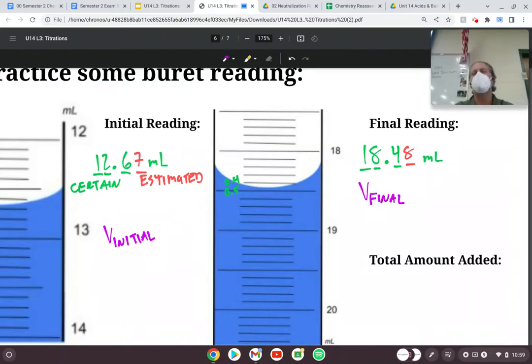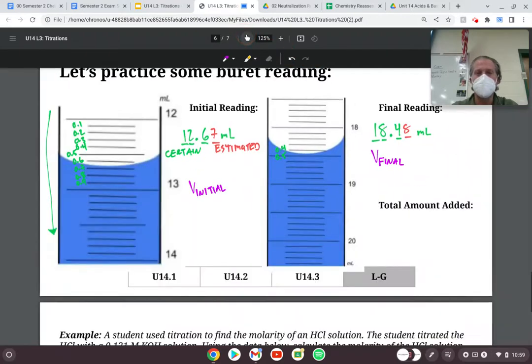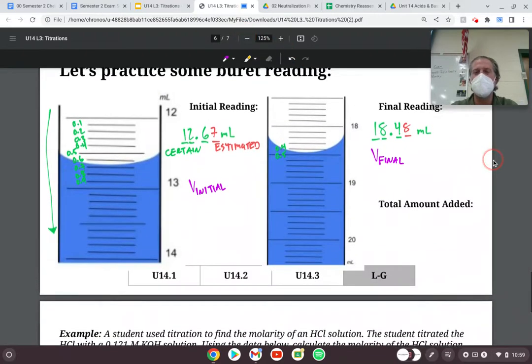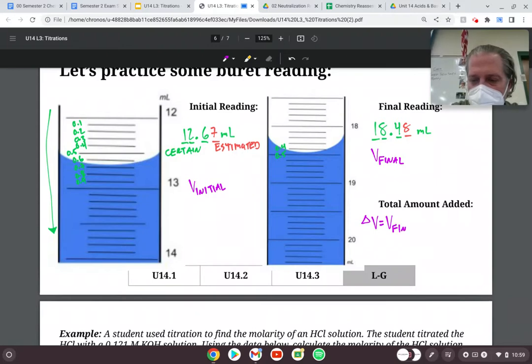And the reason why I'm bringing this up or speaking about it in terms of initial volume and final volume is because you might recall that when we did heat calculations, we had a change in temperature, right? And that change in temperature was final minus initial. And this is not actually any different. So change in volume here is going to be V final minus V initial.